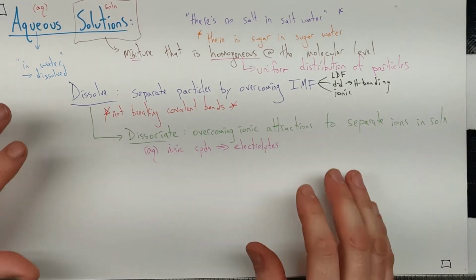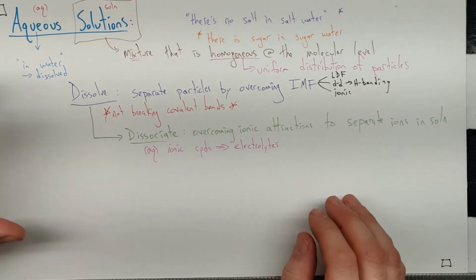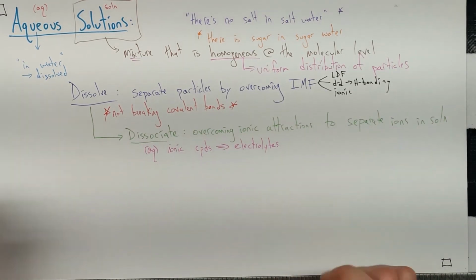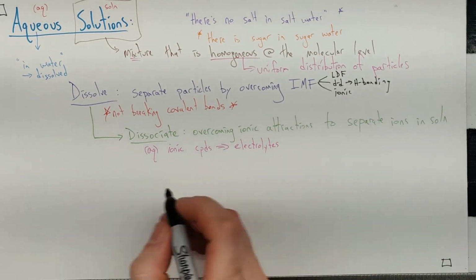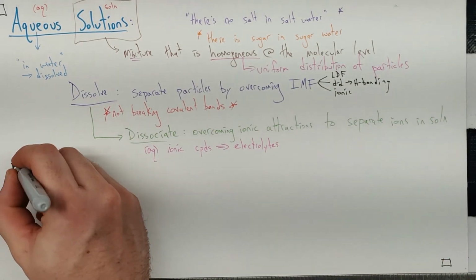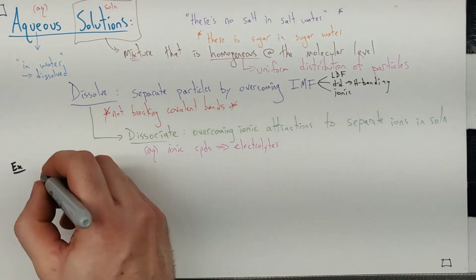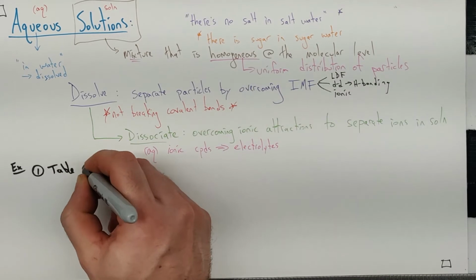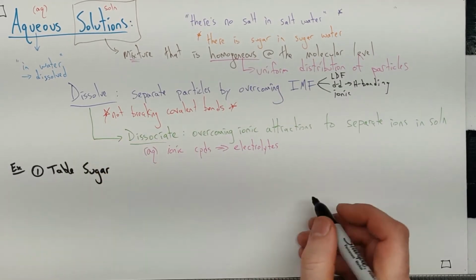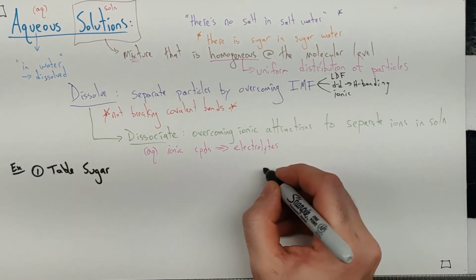So we've got this term dissolve, we've got this term dissociate. Now I want to look at these in picture form and wrap this video up as quickly as we can. So the first thing I'm going to look at is sugar. And then the other thing I'm going to look at is going to be table salt.